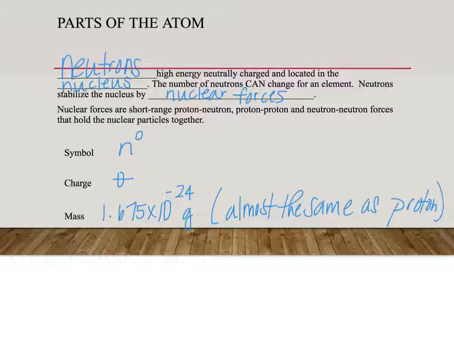The symbol for neutron is a little n with the 0 because it's neutral, which is its charge of 0. And you can see by looking at the mass that it is pretty much the same as a proton's mass. Again, they're both much, much heavier than an electron's mass.